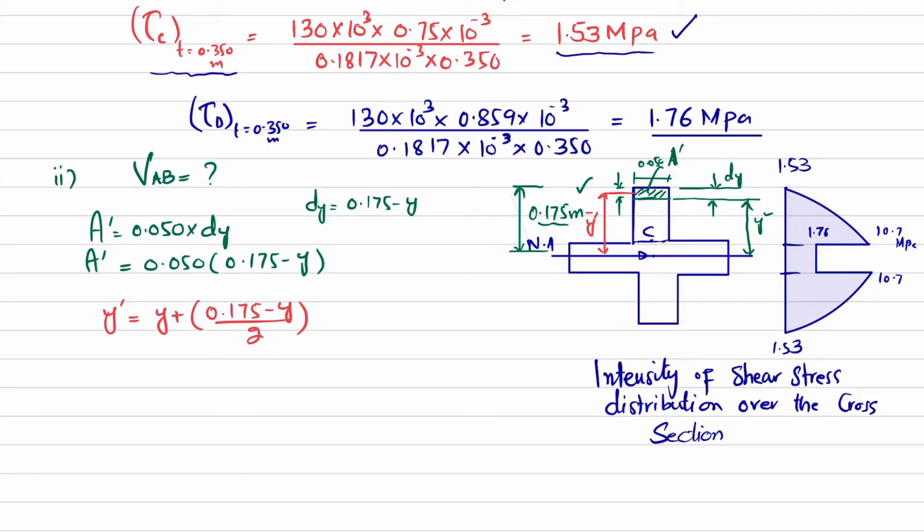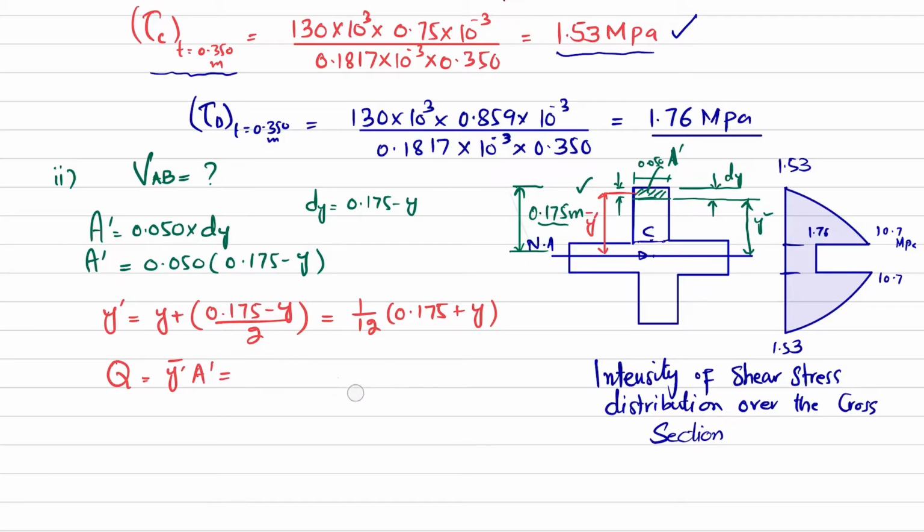Now we know that Q for this shaded portion about the neutral axis will be equal to y dash bar into A dash, and y dash bar is y plus (0.175 minus y) divided by 2. Clear? Okay, so if you further simplify this, y dash will come out to be 1 over 2 into (0.175 plus y). So I will write this value over here.